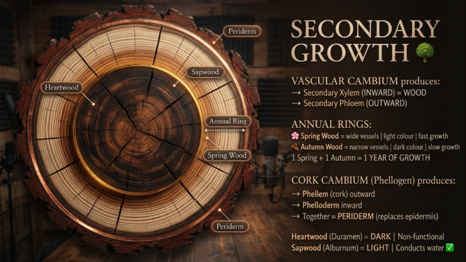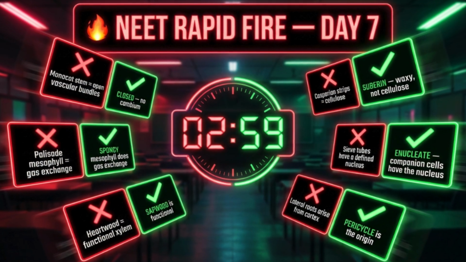Phellogen plus phellem plus phelloderm together form the periderm. This replaces the epidermis as the protective outer covering of old stems and roots. NEET has asked about heartwood versus sapwood, springwood versus autumnwood, and the origin of cork. Know all three cold. All right, it's rapid fire time.